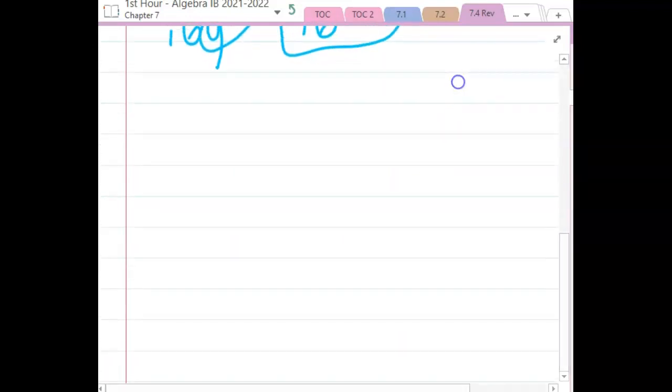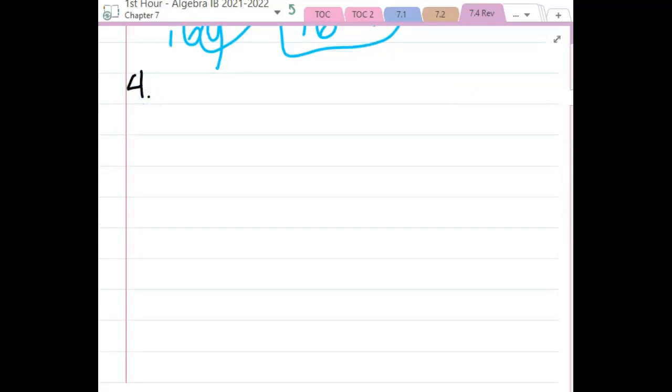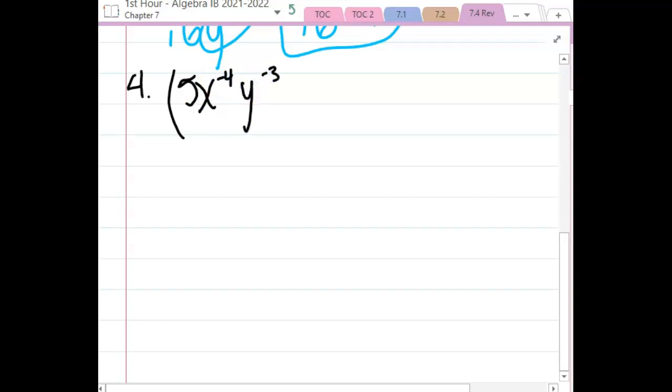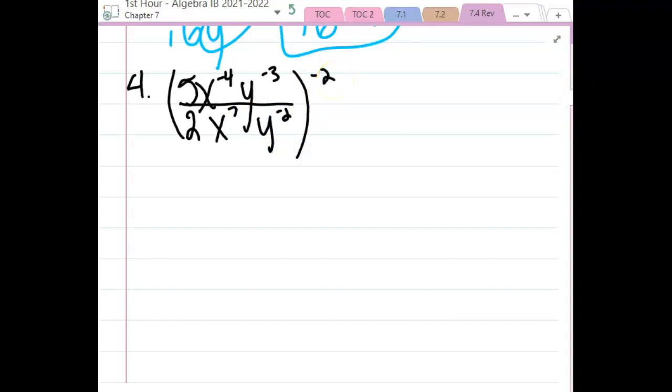Okay, last one. And these are the ones that can start to get kind of tricky. Number 4. All right, in parentheses, 5x to the -4th, y to the -3rd, over 2x to the 7th, y to the -2nd, all to the -2nd.